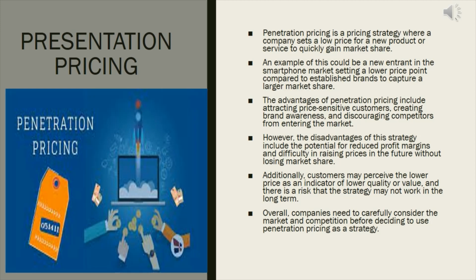Overall, penetration pricing can be a useful strategy for businesses looking to quickly establish themselves in a new market, but it's important to consider the potential drawbacks before implementing this pricing model.